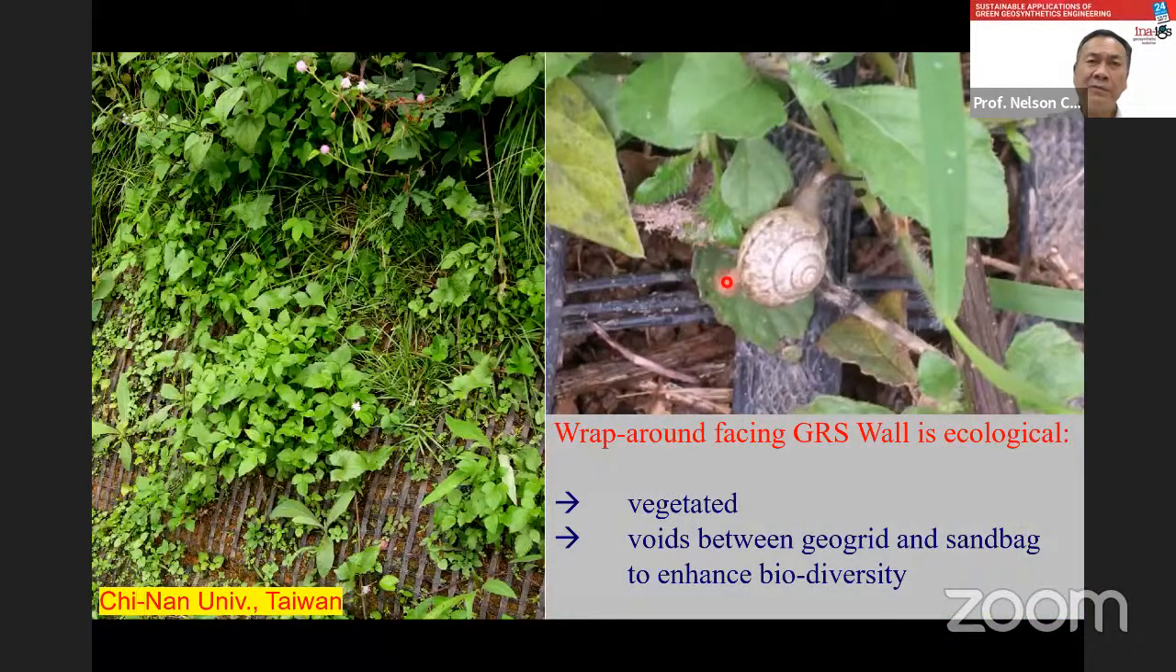Since this is a wrap around facing, there are some sandbags behind the wrap around portion, which provide some voids in between, and the voids provide biodiversity for the small animals, or also for the vegetation. So the wraparound facing is very suitable for either animals or vegetation.